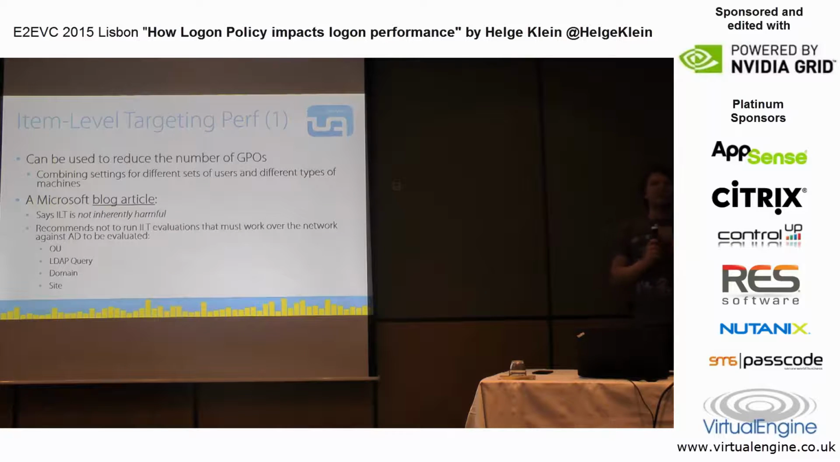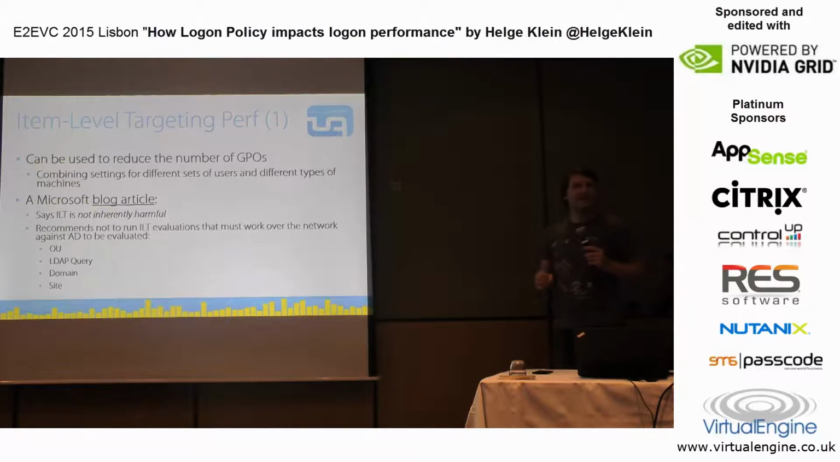Now, what about the performance of item level targeting, which is kind of an alternative to WMI filtering? Item level targeting generally can be used to reduce the number of your GPOs, because you can have settings for different machines or machine types or different users, and filter on the setting if you want this to apply to 64-bit Windows or 32-bit Windows and things like that.